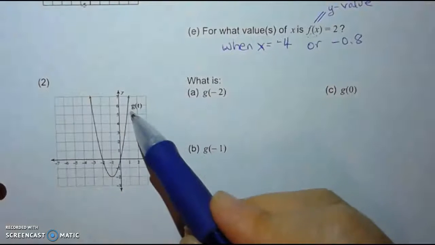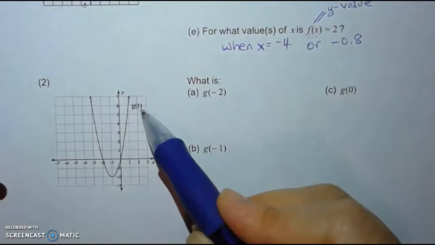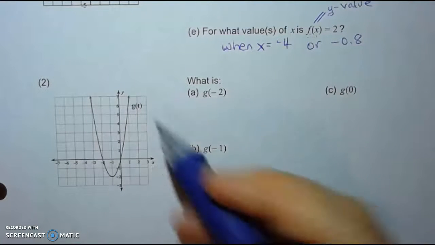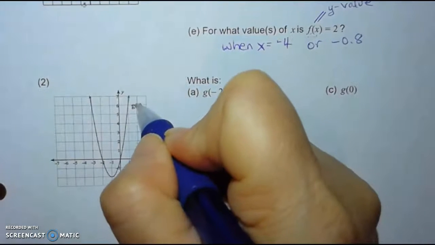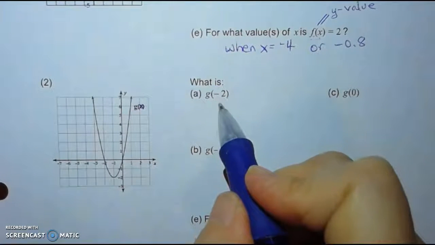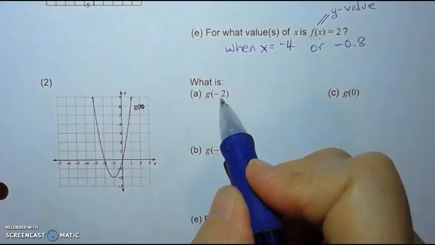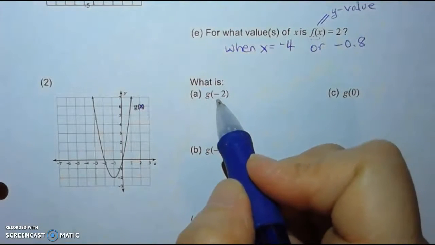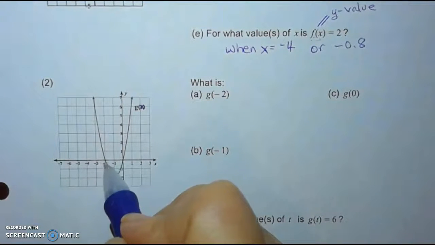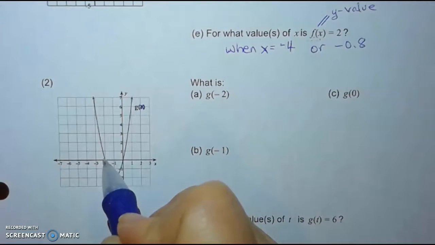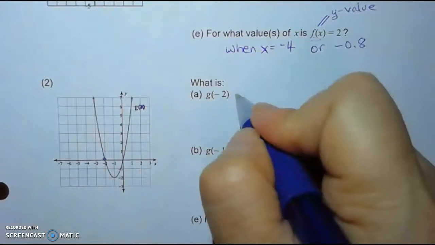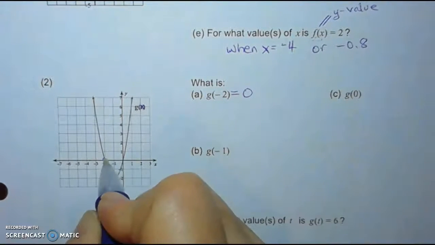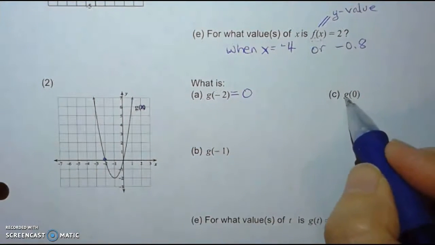Okay, so now this time this is the g of t. Okay, and this should be g of x. And input is -2. That means find your x to be -2. This is my -2 here. And what is the y value? It's asking for the output. The y value at this point on the graph is 0. It's 0. What about g of 0?